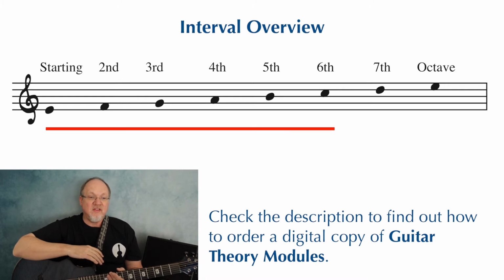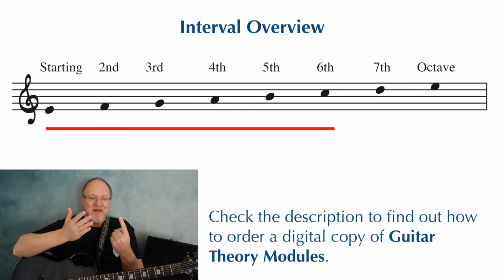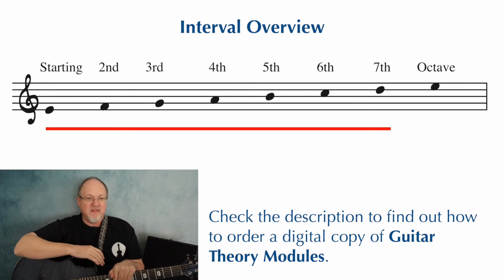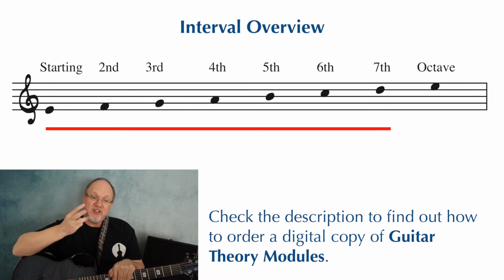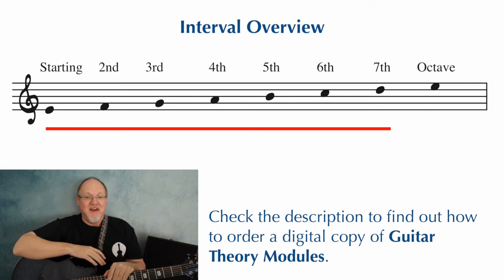E to C is a sixth, E, F, G, A, B, C. And E to D is a seventh, E, F, G, A, B, C, D, 7 notes, so that's a seventh. And then E to the next E up is 8 notes, or an octave.